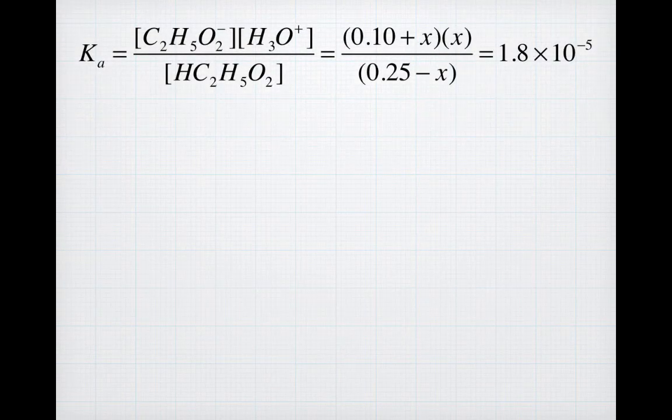So we plug our values into our Ka expression. We've got products over reactants, so acetate times hydronium over acetic acid. So 0.1 plus x times x in the numerator, 0.25 minus x in the denominator, and that's got to be equal to the Ka, 1.8 times 10 to the minus 5.